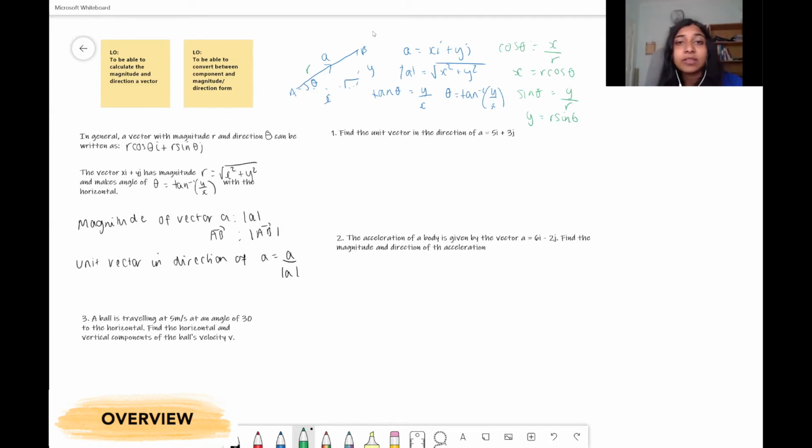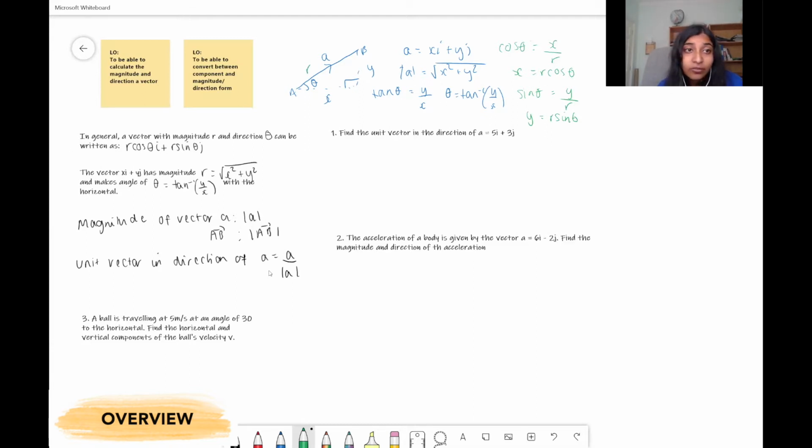So if you don't know your component form, xi plus yj, but you know your magnitude and your direction, then you can write x as r cos theta and y as r sine theta. The last thing you need to know is about a unit vector. If you're asked to find a unit vector in the direction of a, then your unit vector is equal to your vector a over the mod of a. That's just using the fact that a unit vector has to have magnitude 1.